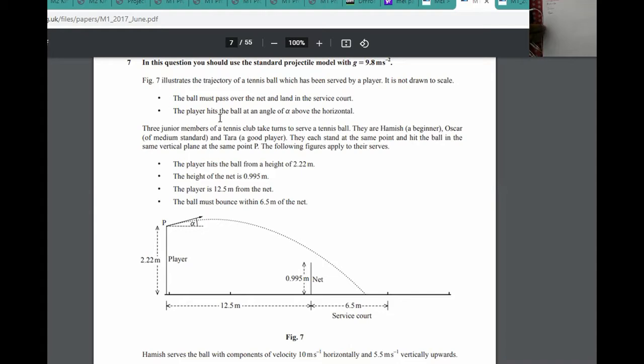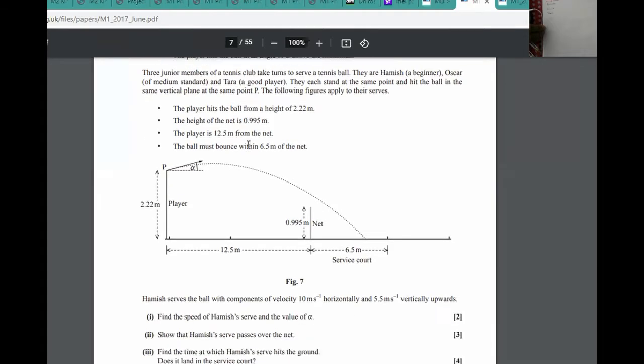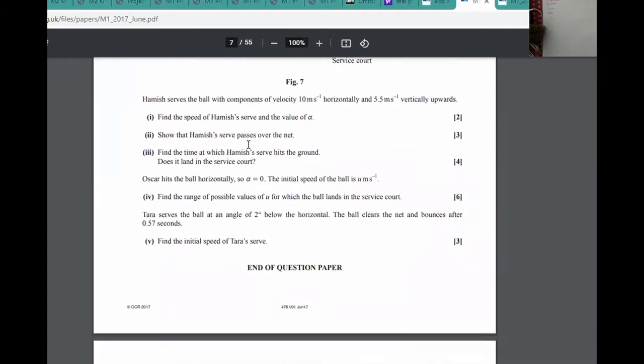Figure 7 illustrates the trajectory of a tennis ball which has been served by a player. I'll give you a couple of seconds to read it. Pause the video and read it from here, and all this information is on this diagram. I've recorded all this information in my paper and we'll be moving on to the question now. You must have read by now.